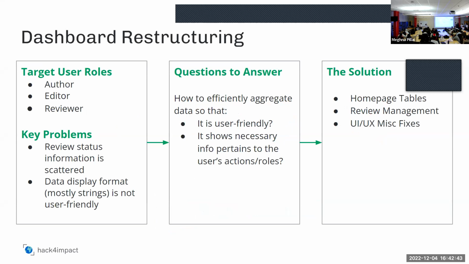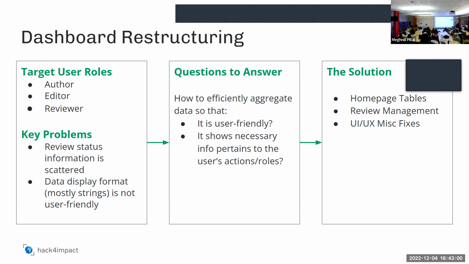Yeah, I'm going to go through just the workflow. So the target user roles to start, we are concerned with authors, editors, and reviewers. So the normal process is the author submits a paper and the editor assigns a reviewer to review it, and the reviewer gives suggestions, and then the editor approves it, declines it, or has it revised.